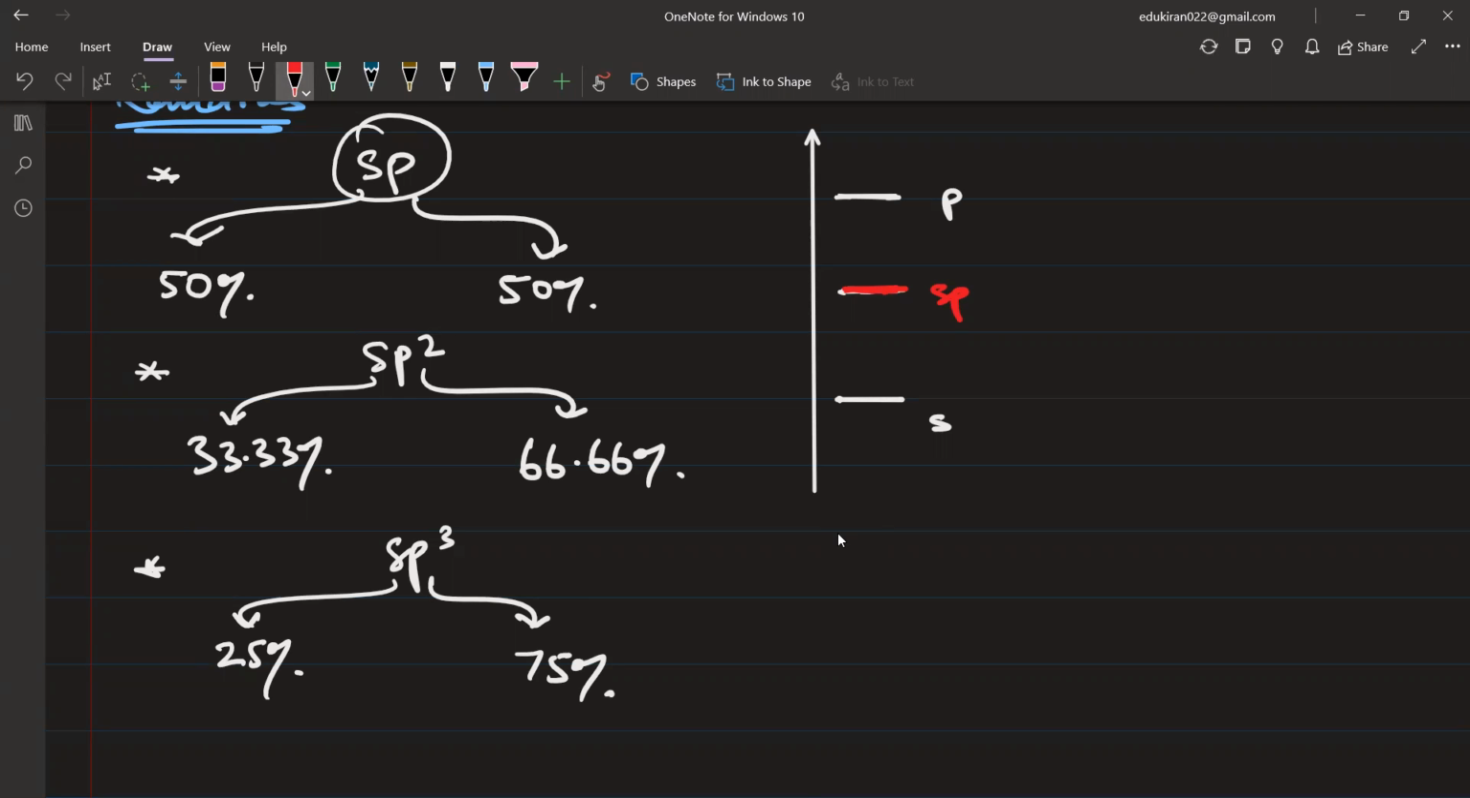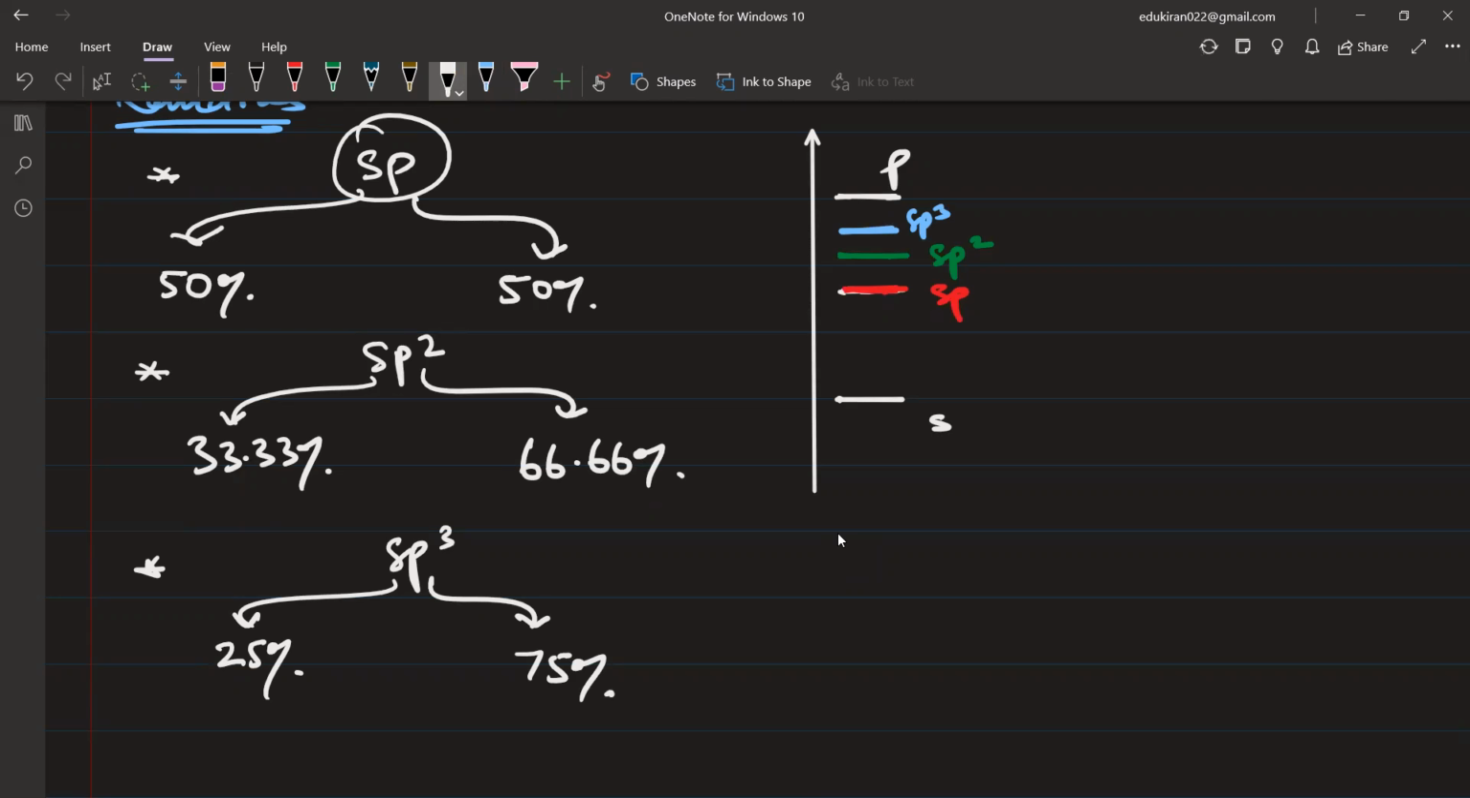Now, if I look at SP2, then SP2 will be what? SP2 is going to be a bit above this. SP2, let me make it green. And then we can say that sp3 is going to be the topmost. sp3. This is your pure P.